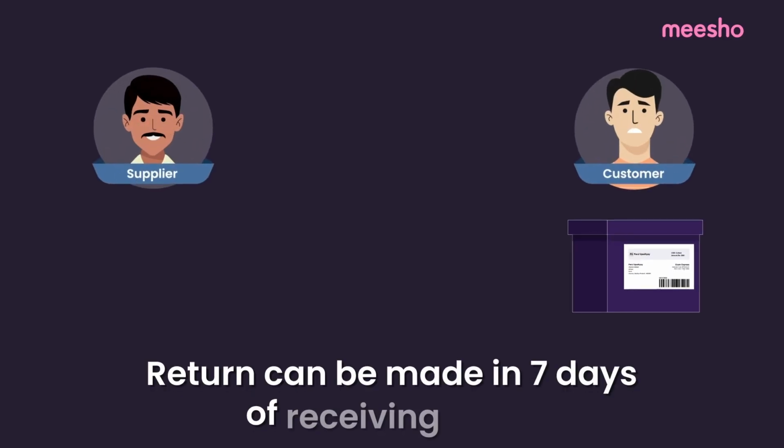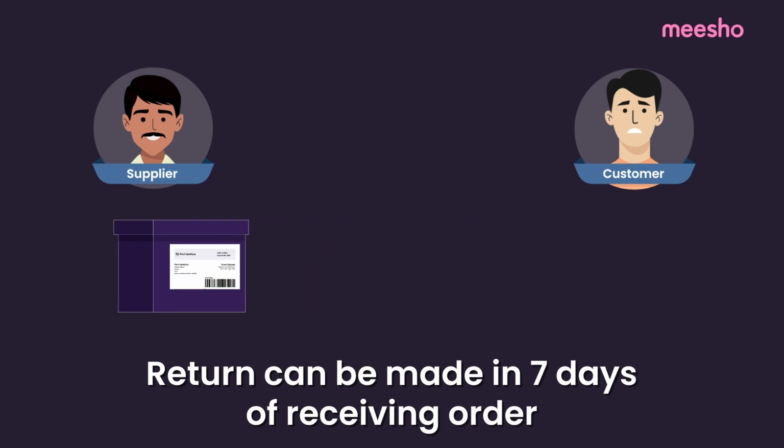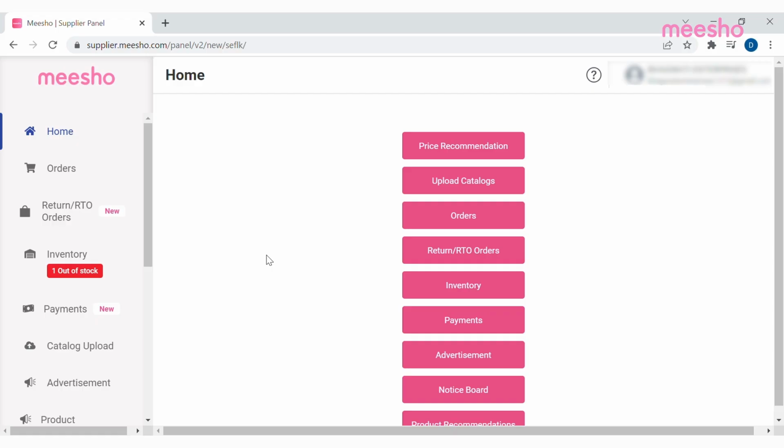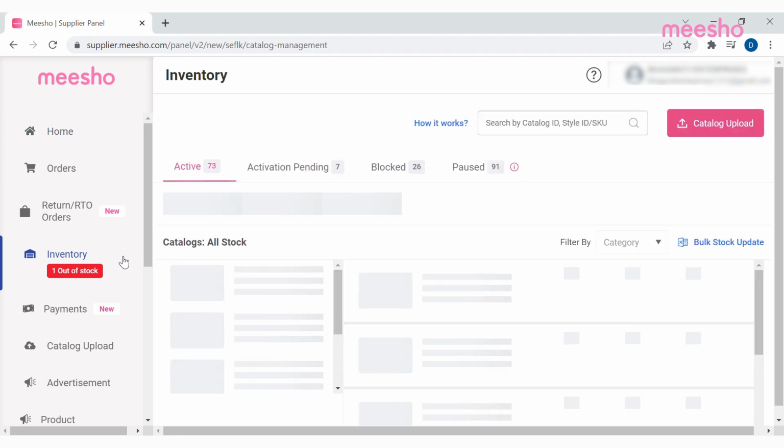Returns. If a customer is not satisfied with your product, he can initiate a return within 7 days of receiving the order. Shipping charges are applicable in case of a return. You can check the return shipping charges in your product details.